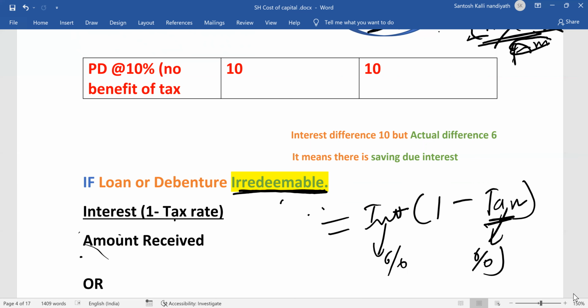See, irredeemable means what I have mentioned, I'm repeating once more. They will not repay it back. It means if you have taken, suppose, a 1 million loan, it will continue to an infinite period. The company is not going to return the 1 million amount. Instead they will always pay interest on the loan. So that type of debt we call irredeemable debt, and in this case the formula would be this.